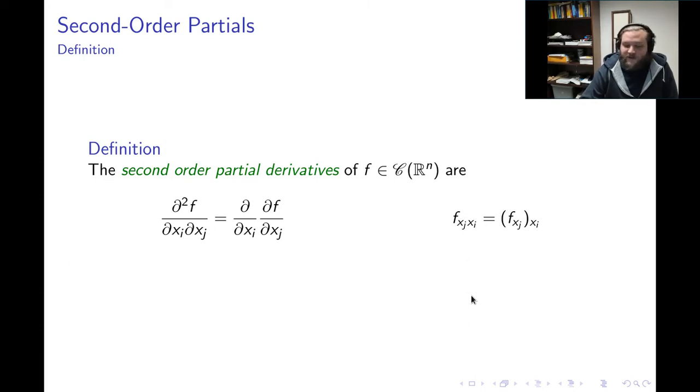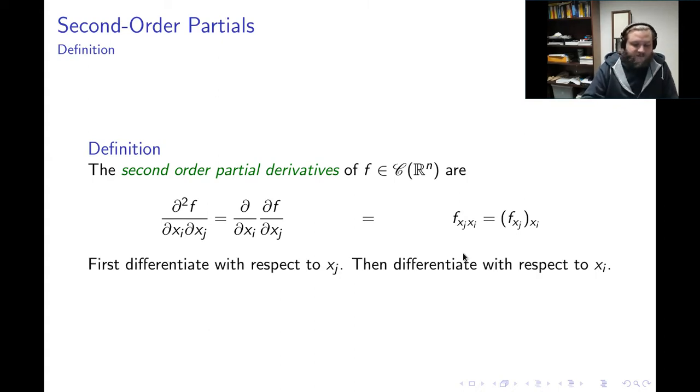Now, both of these are referring to the same thing, so these two notations, even though they look different, are referring to the exact same process. First, we differentiate with respect to xj, which, if we're using this quotient notation, is the rightmost variable in the denominator, and if we're using subscript notation, it's the variable that's closest to the function. Then we differentiate with respect to the other variable, xi. So if you know how to take partial derivatives, you know how to take second order partial derivatives.